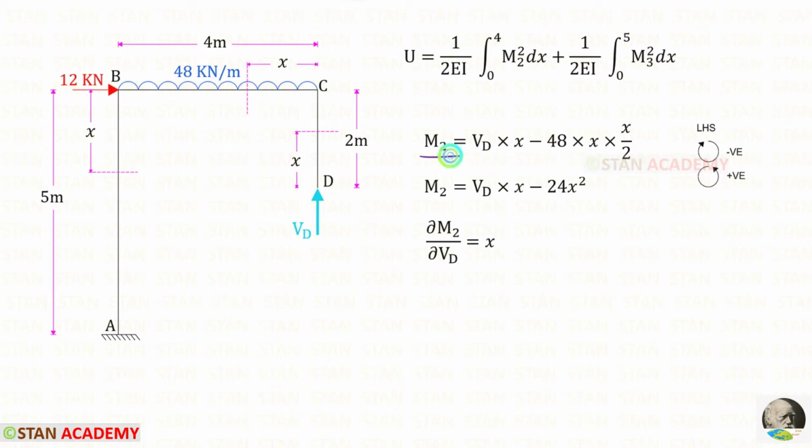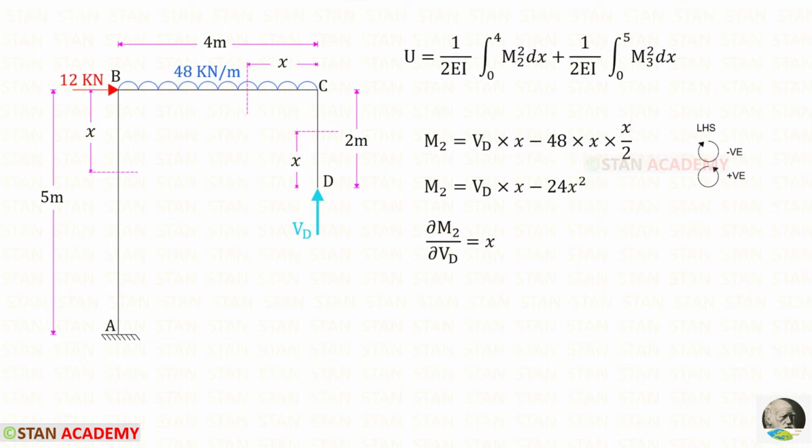Let us find M2. Up to this section we have VD and the uniformly distributed load 48. VD is acting in the anti-clockwise direction, so it will be positive and the distance is x. So VD into x. The UDL is acting in the clockwise direction, so it will be negative. We know that with the UDL we have to multiply the distance and then the distance by 2. 48 upon 2 is 24. x into x is x square.